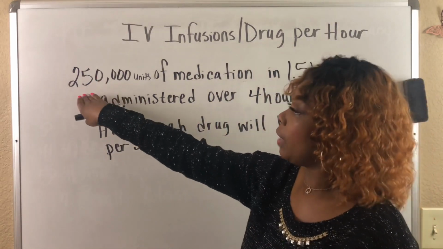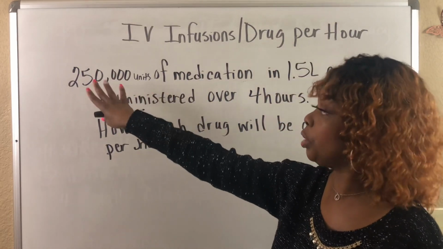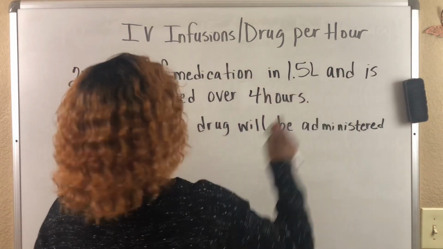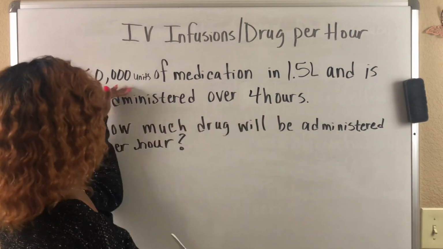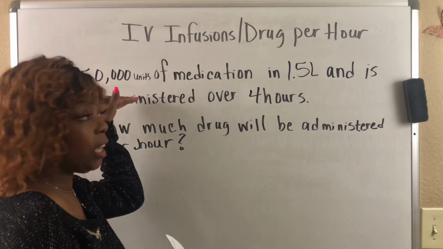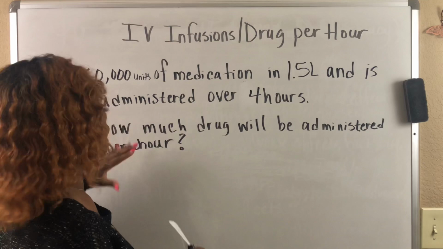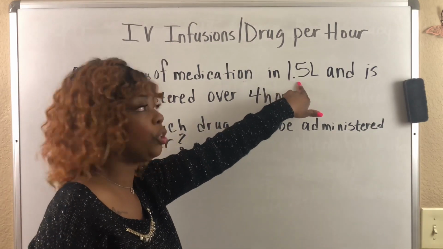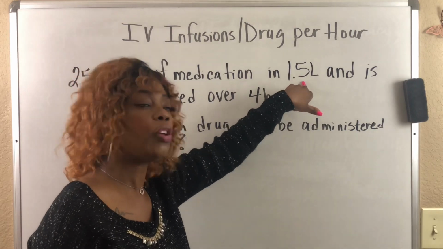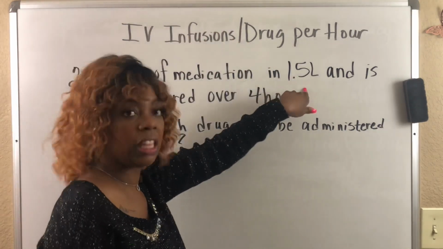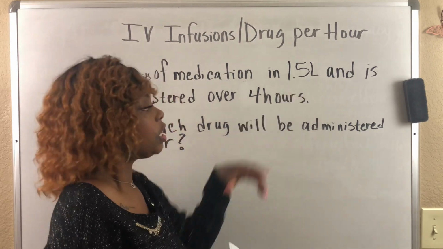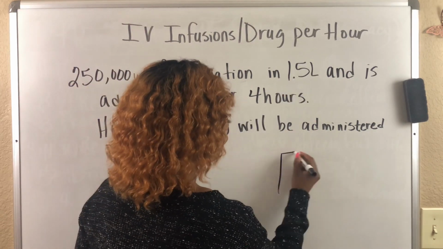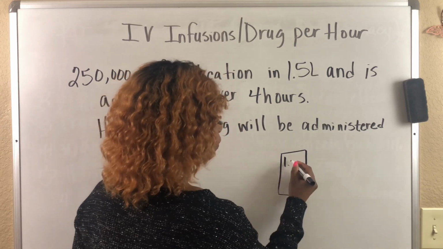So we have 250,000 units of medication in 1.5 liters, administered over 4 hours. But this is still your drug. This is still your drug, because if not, where else is your drug? Because this is definitely not going to be your drug. This is just the volume of this drug being in this. Everybody understand me? So say for instance, I'm just going to show you this right here. Say for instance, I drew a liter bag or a 1.5 liter bag.